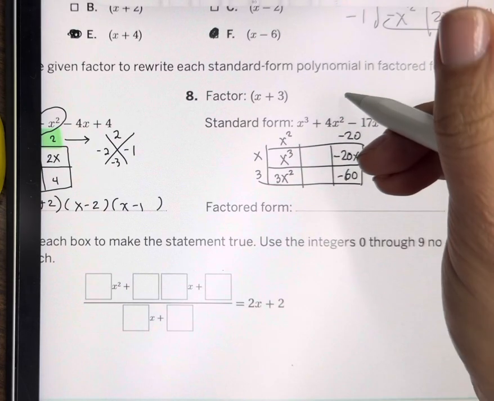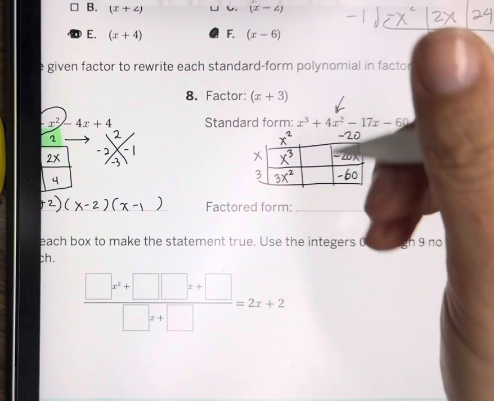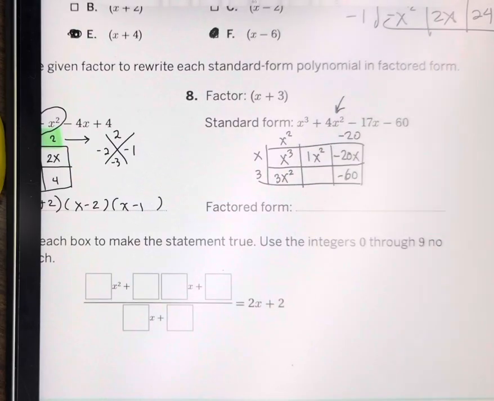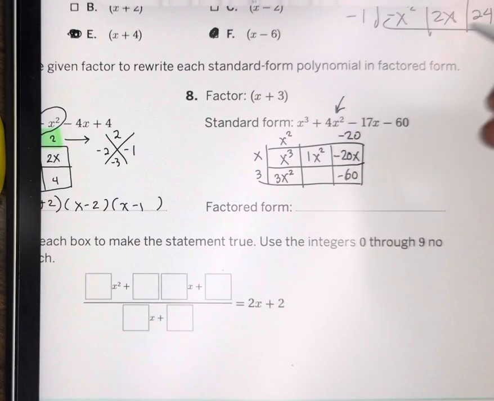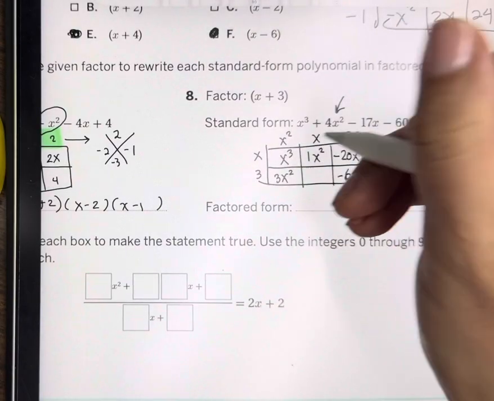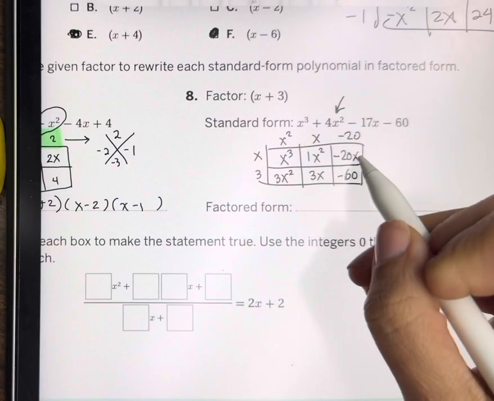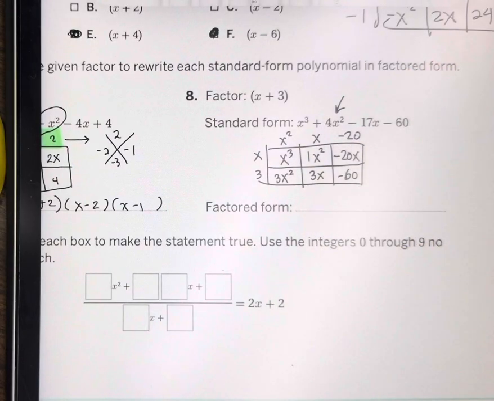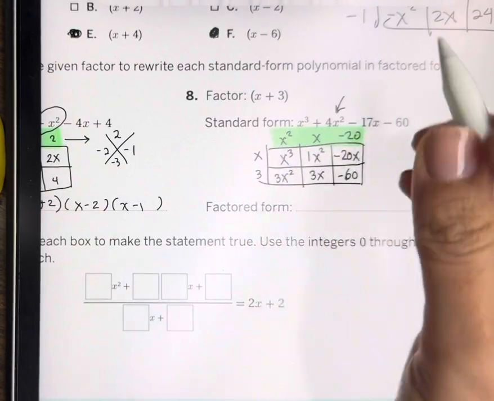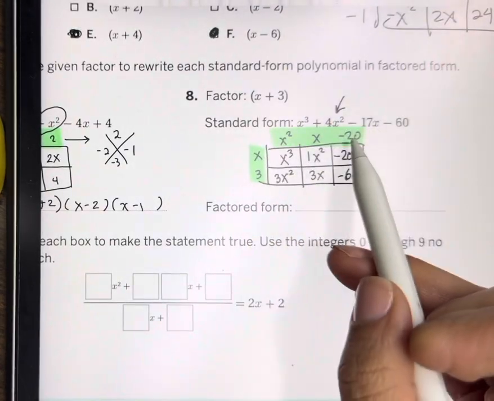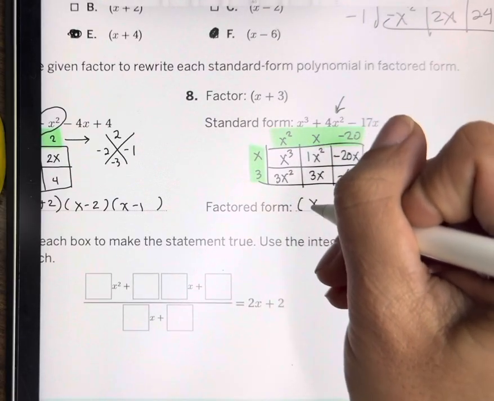Now I'm stuck. So I check in with that x squared term. I have 3x squared. I'm supposed to end up with 1x squared. There must have been another 1x squared. All right. Then this is x. And then x times 3 is 3x. And 3x minus 20x is negative 17x, just as I need. So that means that this factors into x plus 3 times that. So x plus 3 is good.